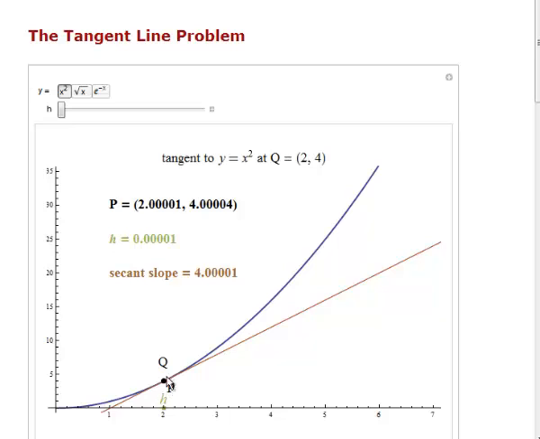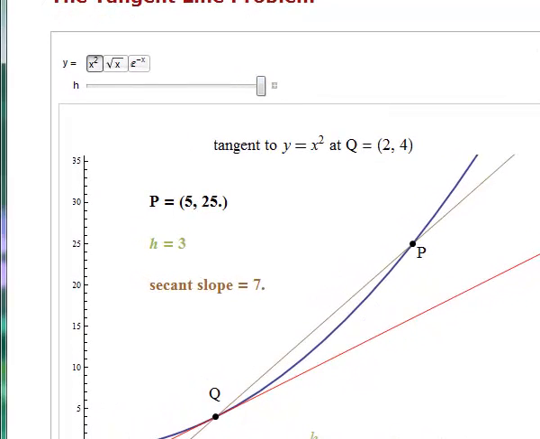And when I do, Q and P essentially become the same point. See, I have point Q is (2, 4), and then point P is (2.0001, 4.004). They essentially become the same point, and now my secant slope is identical to the tangent slope. And so it's the same idea as before. I have the point that was h units away.